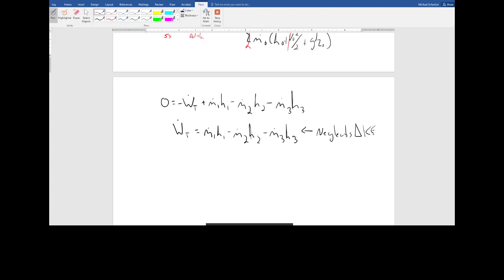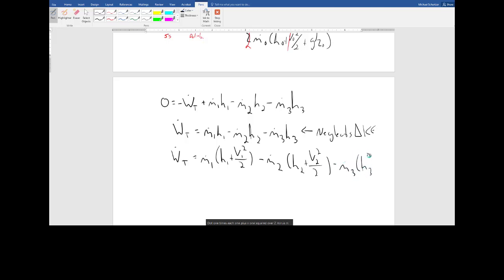changes in kinetic energy. But if I didn't neglect kinetic energy changes, then I would say that the power of the turbine is equal to m dot 1 times (h1 plus V1 squared over 2) minus m dot 2 (h2 plus V2 squared over 2) minus m dot 3 (h3 plus V3 squared over 2).